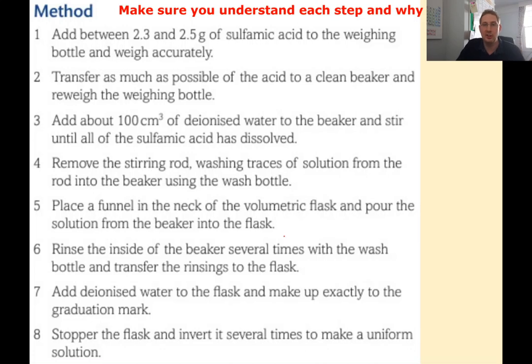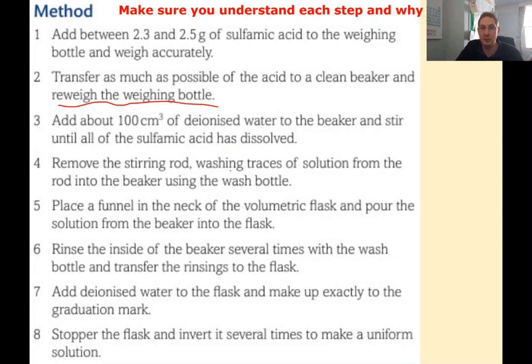This was your method for required practical 2. Add between 2.3 and 2.5 grams of sulfuric acid to the weighing bottle. Weigh accurately. Transfer as much as possible of the acid to a clean beaker. Reweigh the weighing bottle. The idea of weighing by difference there. Add about 100 centimeters cubed of deionized water to the beaker and stir until all the sulfuric acid has dissolved.